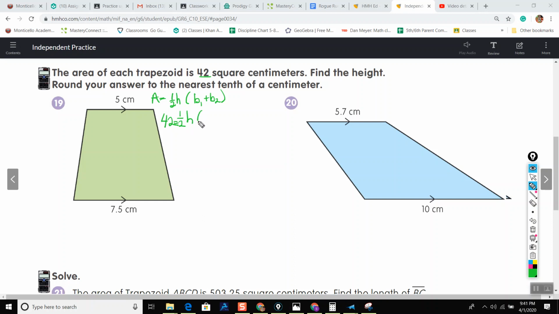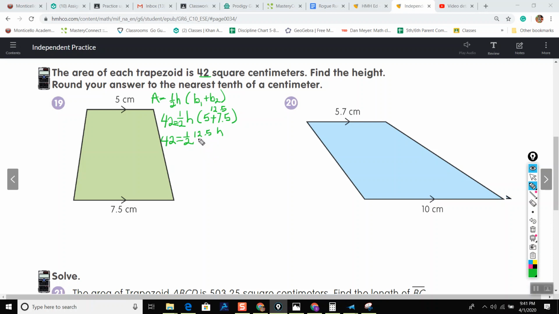So we don't know the height. And we know our two bases. Our base 1 is 5. Our base 2 is 7.5. So we're going to add that together. And that added together is 12.5. Okay, so then we're going to rearrange this, right? I can't take half of an H. So I'm going to put 12.5 here. And there's a far more complicated way that you could do this, but this is the easiest way, okay?